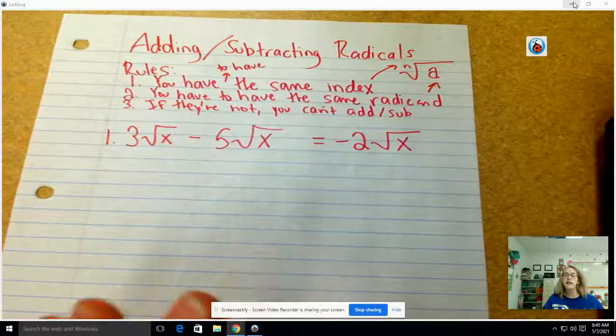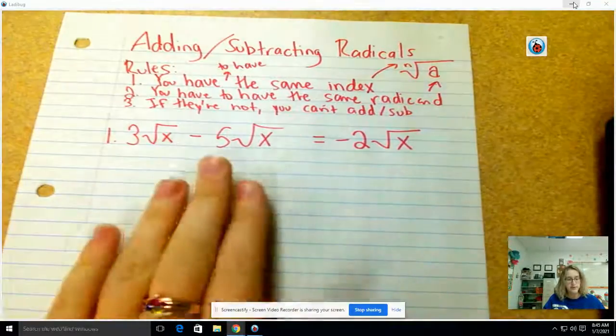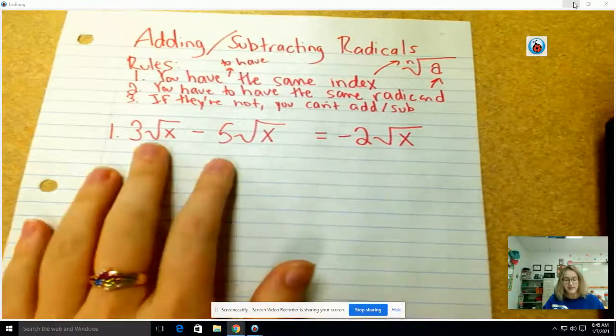So it's just kind of like any other addition or subtraction we've done. 3 minus 5 is -2, and the radical is going to stay the same.